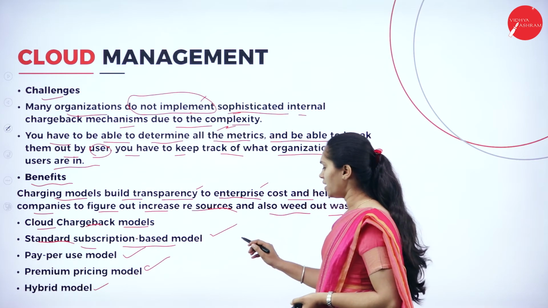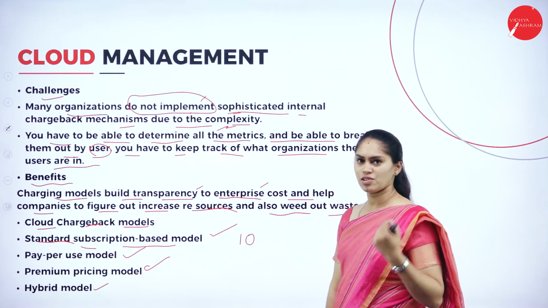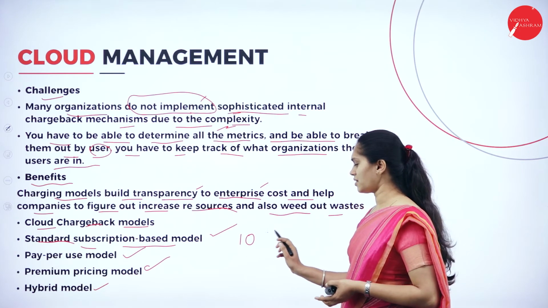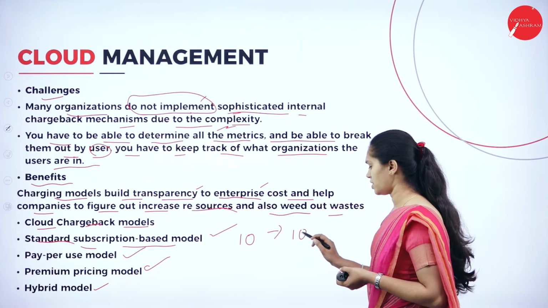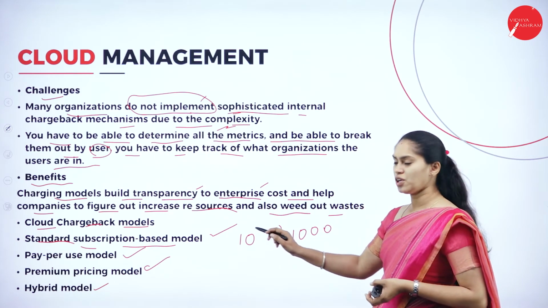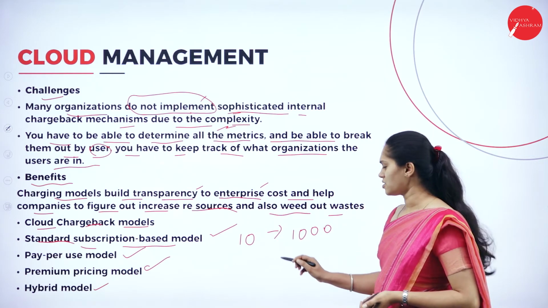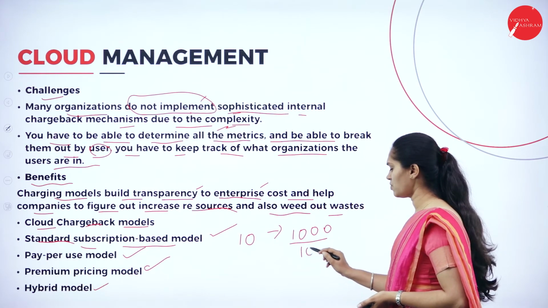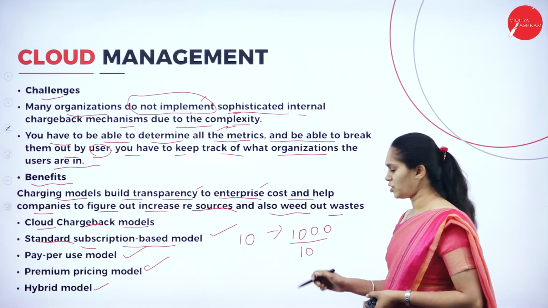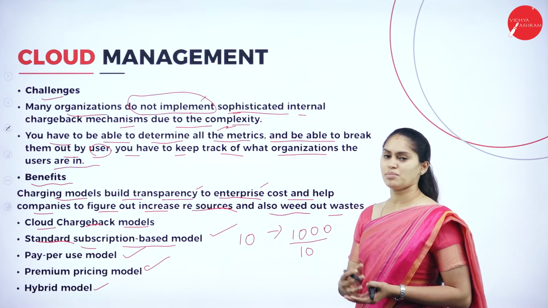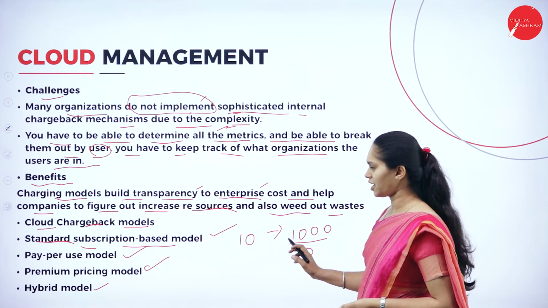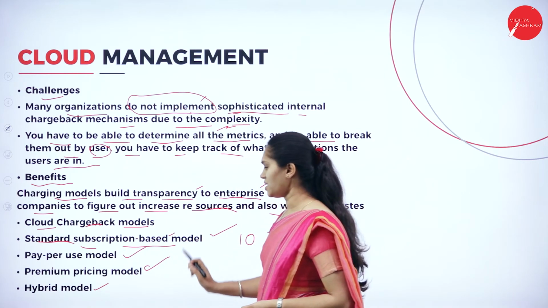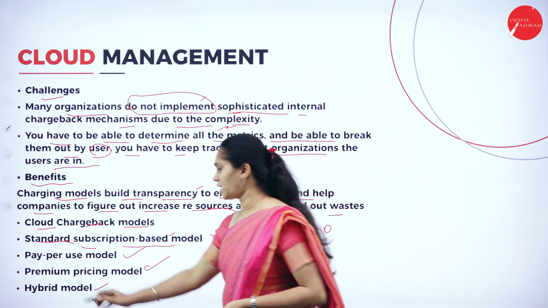For example, imagine 10 customers are there and the total rate of that particular charge is 1000 rupees. Whether you are using the resources or not, this 1000 rupees is going to be divided or distributed among all the 10 customers who have opted for that chargeback model. So that is the standard subscription-based model.